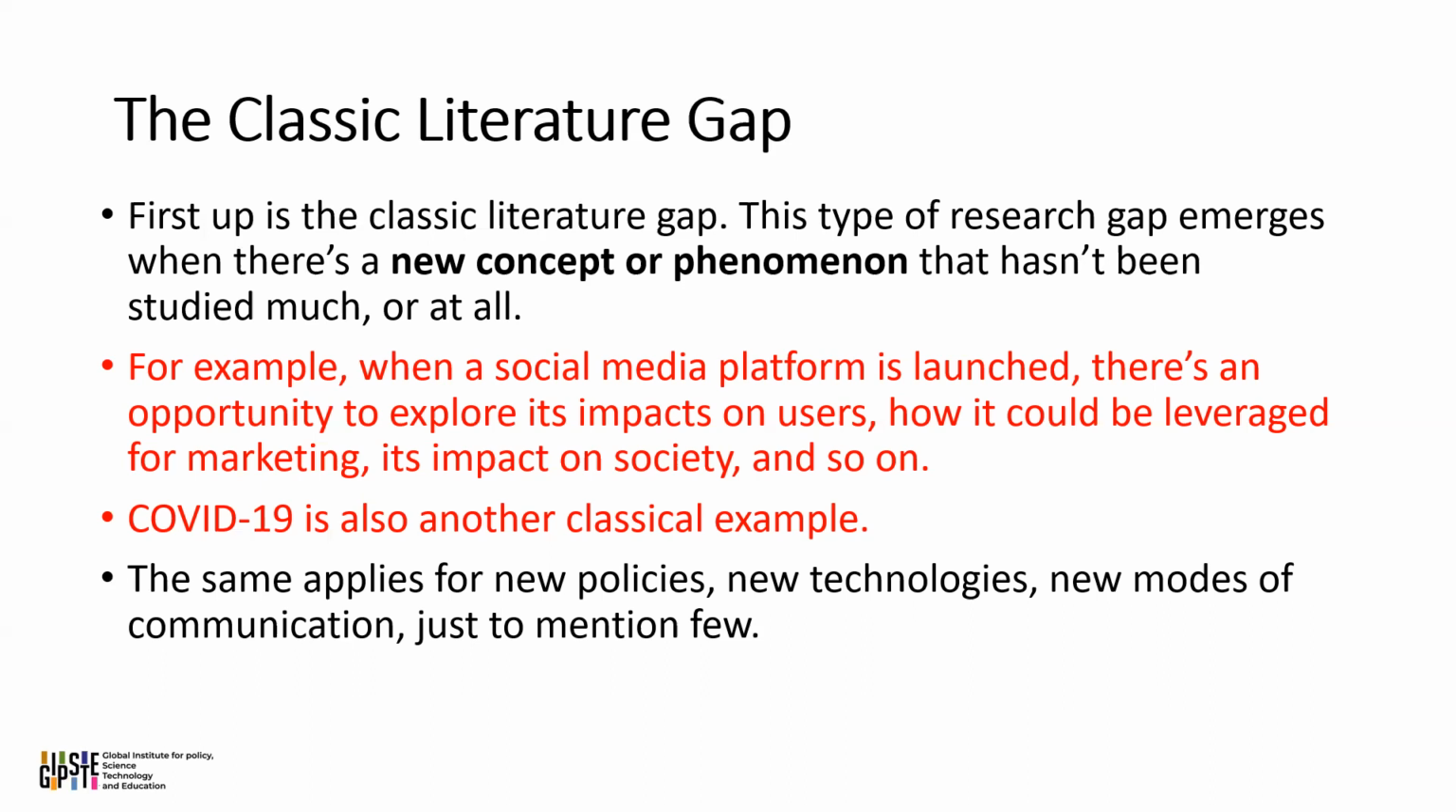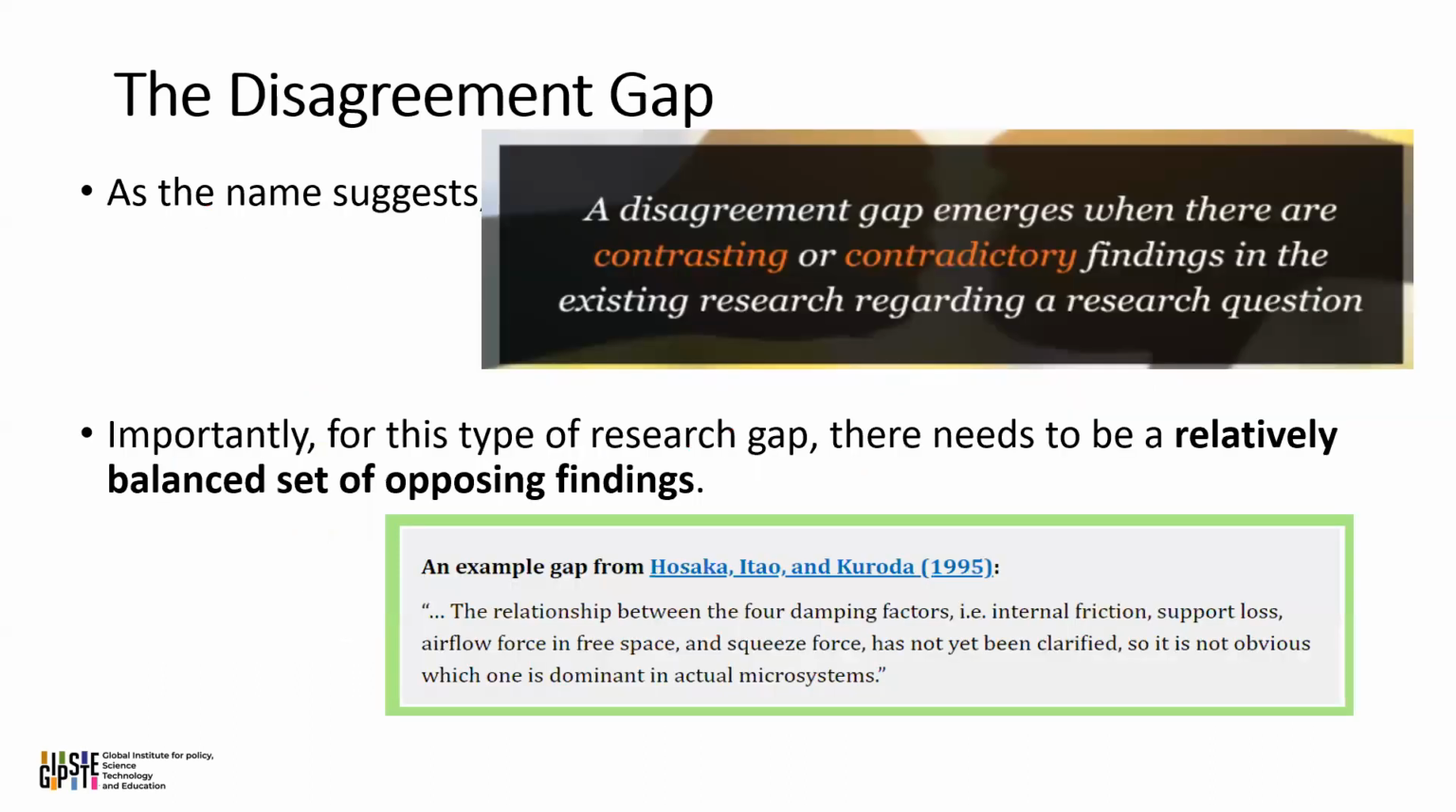Let's look at the second element. The second type is the disagreement gap. As the name suggests, disagreement. A disagreement gap emerges when there are contrasting or contradictory findings in existing research regarding a research question. So once there's an imbalance in the research findings, there's a need to clarify. When it happens like that, there's a gap.